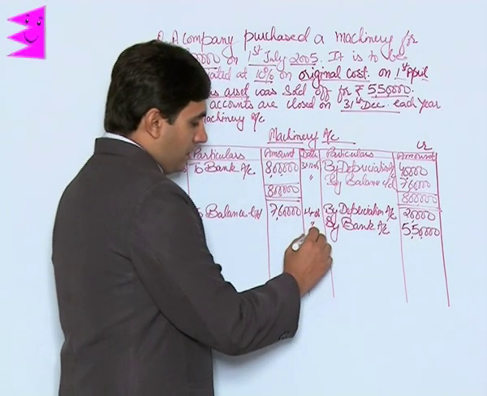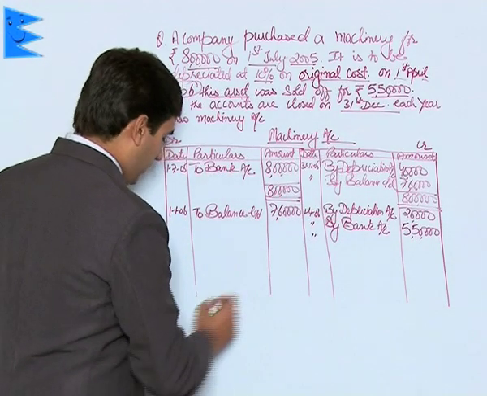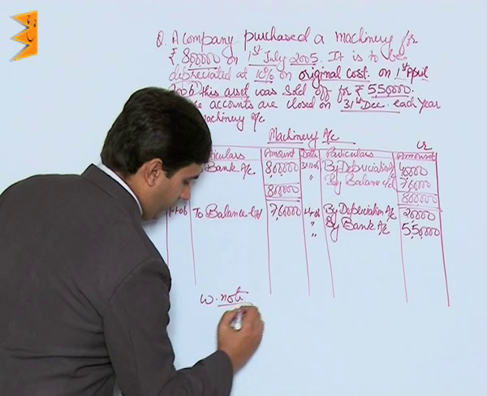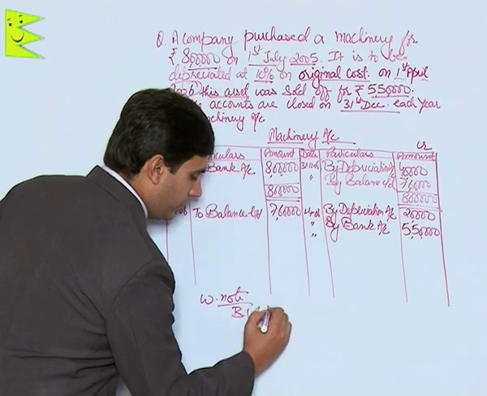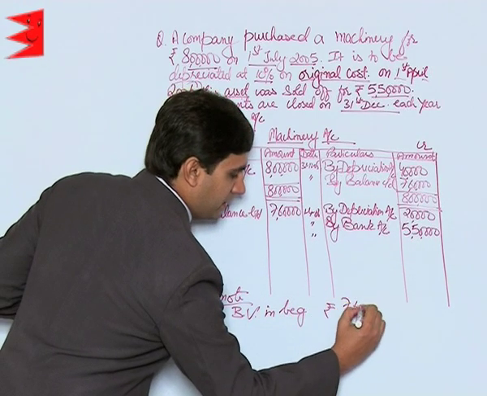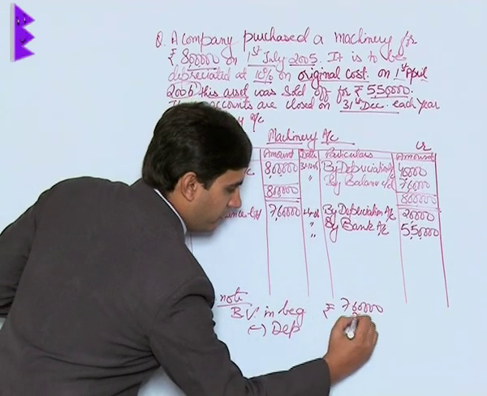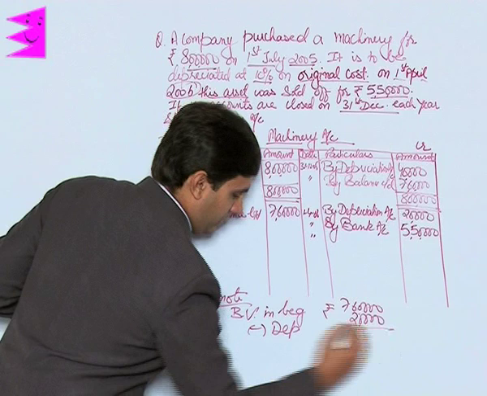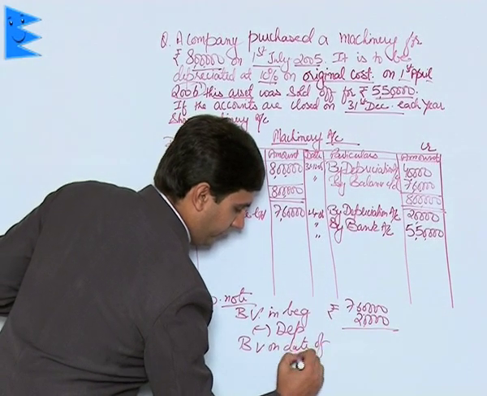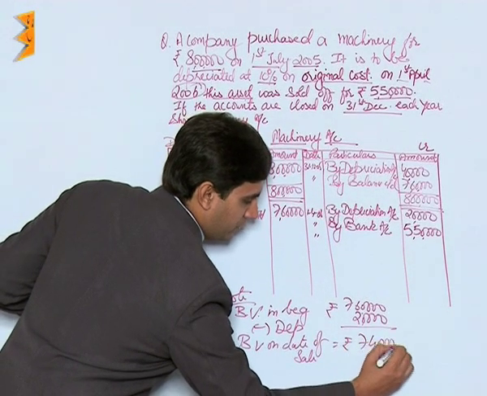Again, we'll have to calculate the profit or loss. Remember, this is the working note here. BV means book value in the beginning of the year, rupees 7,60,000, minus depreciation for 3 months, 20,000. So book value on date of sale is equal to rupees 7,40,000.